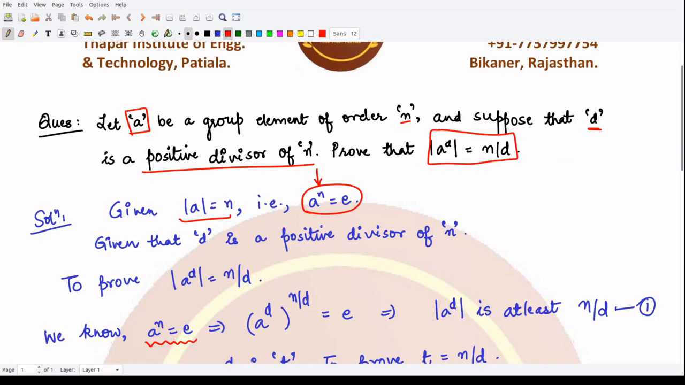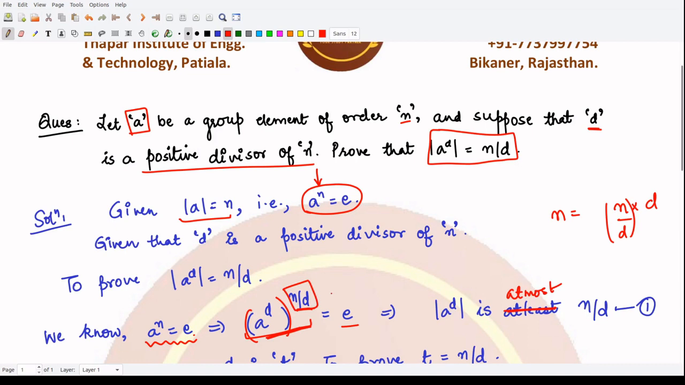So you can write A raised to power n as equal to e. Now you can write n as equal to n into d divided by d. So this is what we have done here. And because A raised to power n was e, this whole thing is also equal to e. So from here, you see A raised to power d whole raised to power n by d is e. So that means the order could be at most this number. Here it should not be at least, it should be at most, because it is either equal to n by d or it is smaller than n by d.